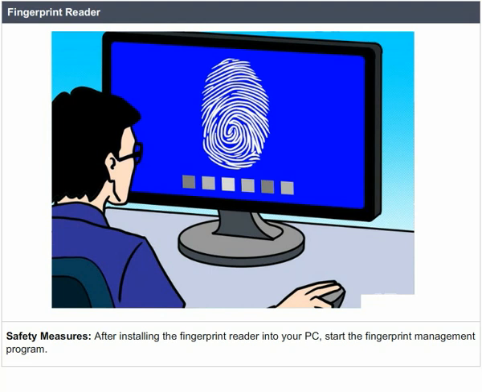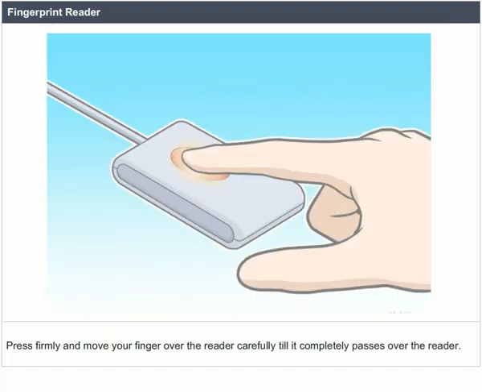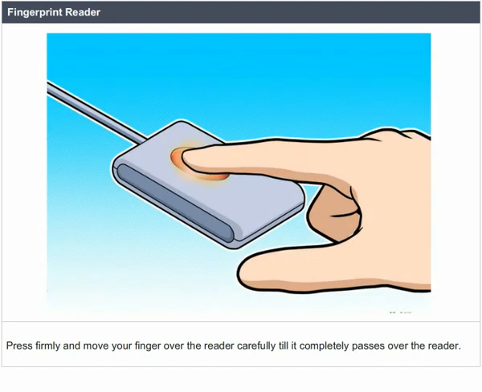Safety measures. After installing the fingerprint reader in your PC, start the fingerprint management program. Place the top of your finger over the reader carefully so that it registers your fingerprint starting from the first knuckle. Press firmly and move your finger over the reader carefully till it completely passes over the reader.